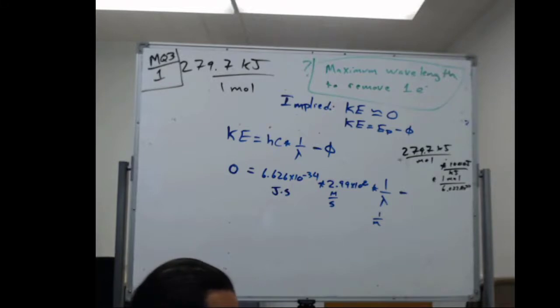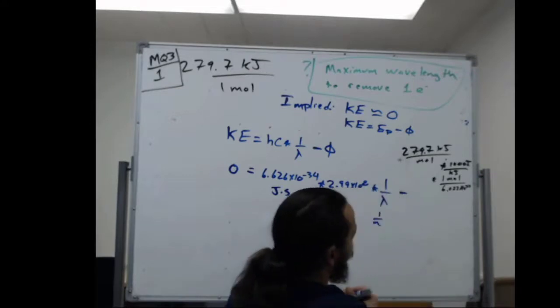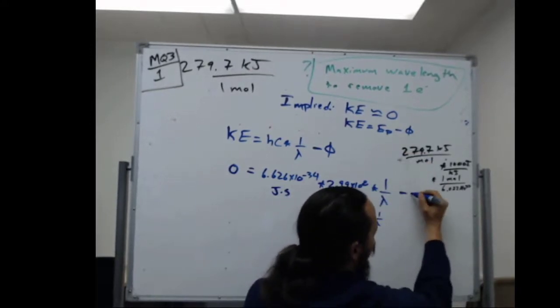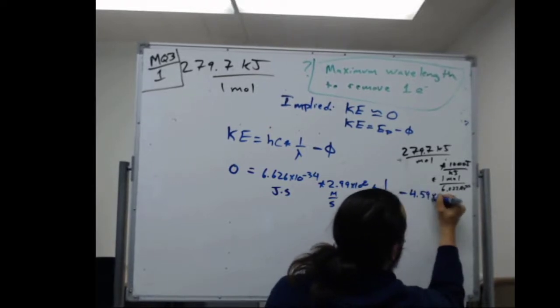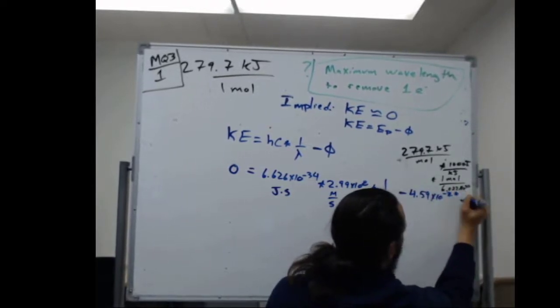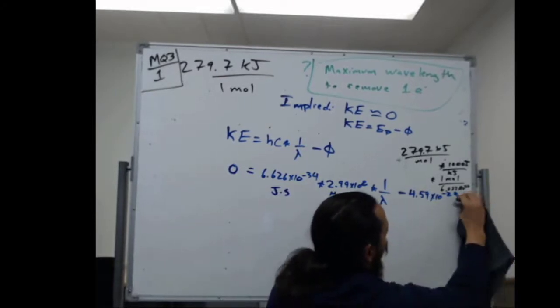If I get a different number than that, we've made a mistake. So let's see, 2.797. I just did the decimal point in the wrong place. 279.7 times 1,000 divided by 6.022 times 10 to the 23rd. And sure enough, if we do that calculation, we get 4.59 times 10 to the minus 20 joules.